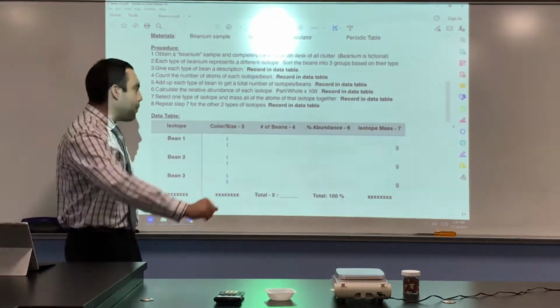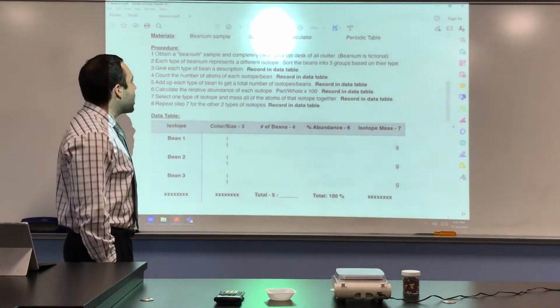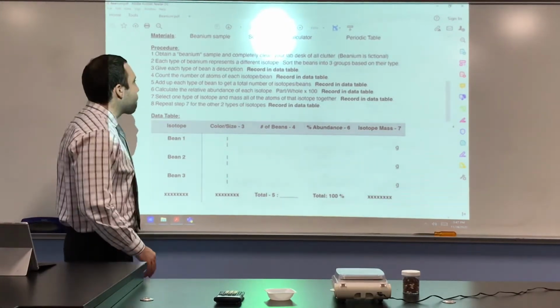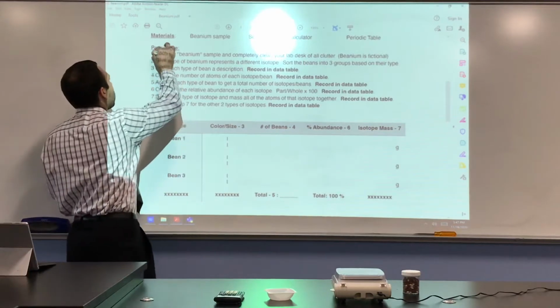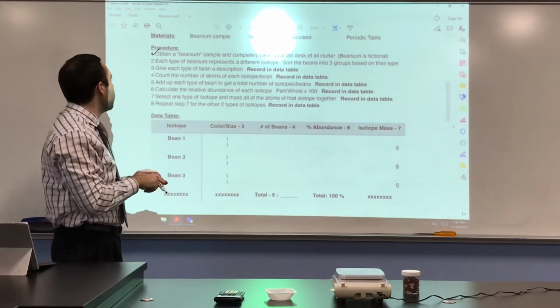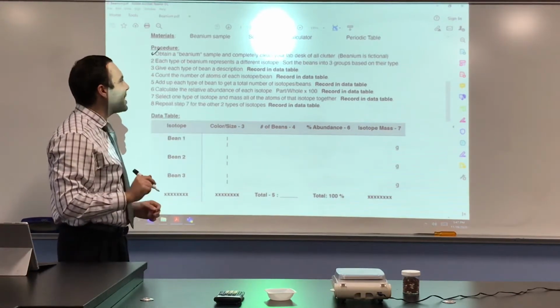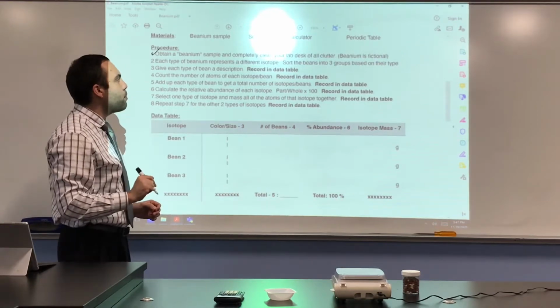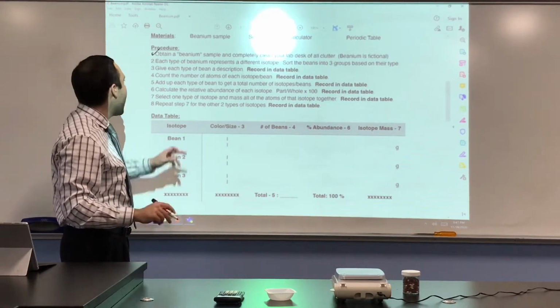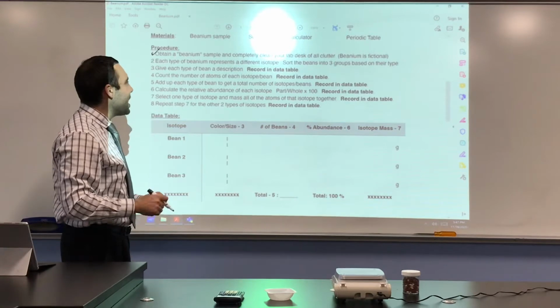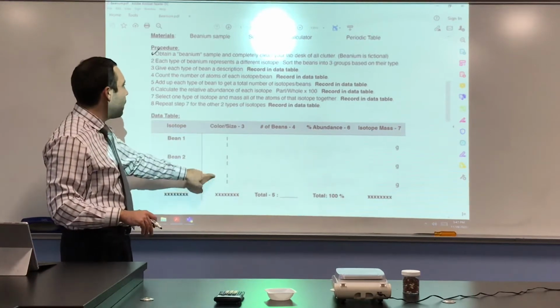Obtain a Beanium sample and completely clean your lab desk of all clutter. Remember, Beanium is fictional. Each type of bean represents a different isotope. Sort the beans into 3 groups based on their type. Give each type of bean a description recorded in the data table.